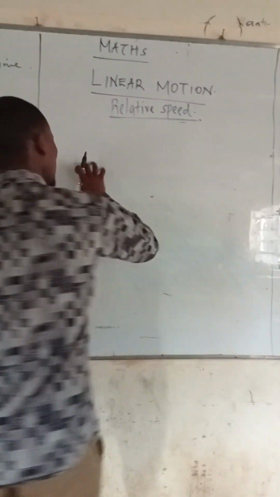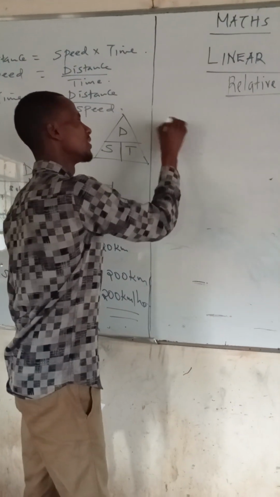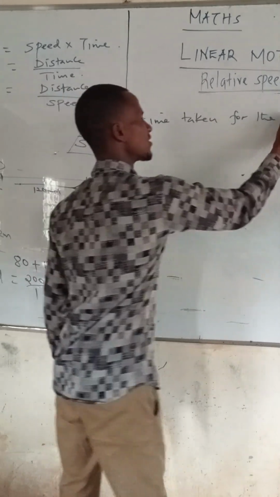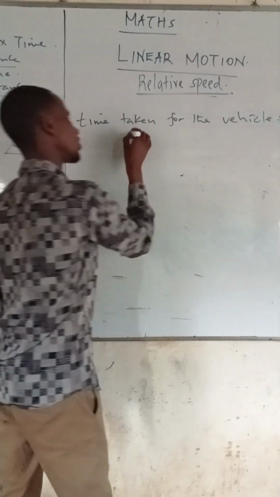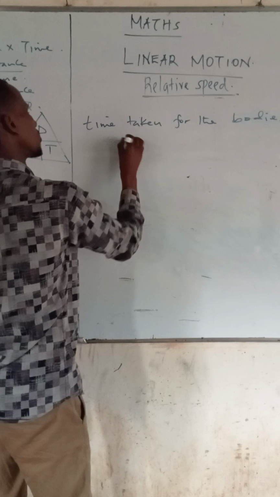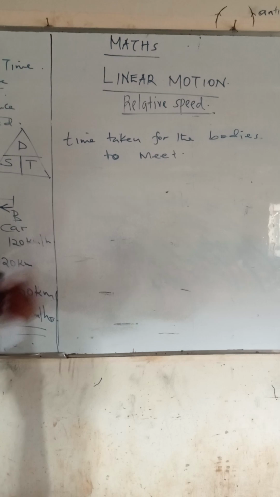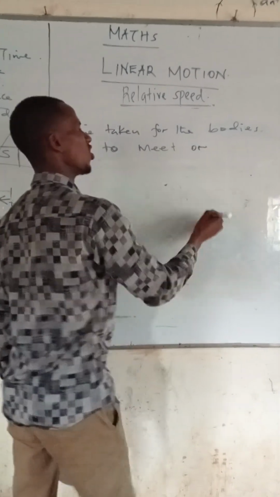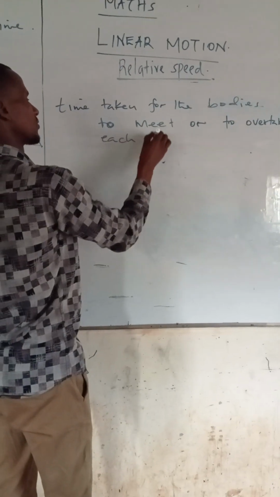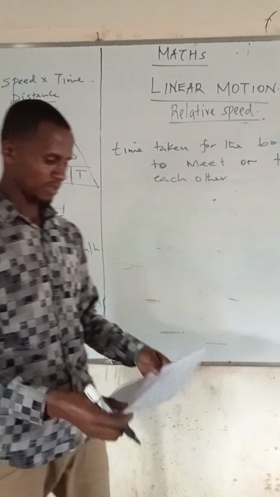What we should consider here, we should always try to look for the time taken for the vehicles or the bodies to meet if they are moving towards one another, or to overtake each other if they are moving in the same direction.